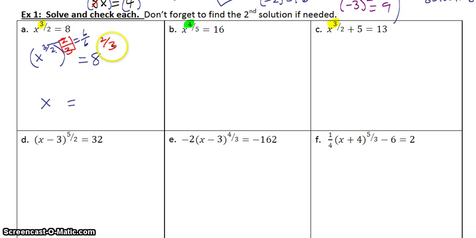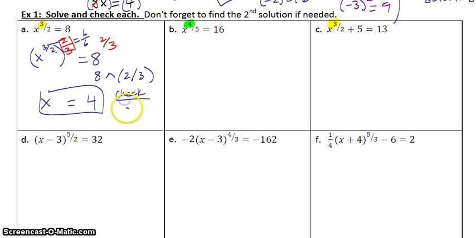I need to figure out what 8 to the 2/3 power is, and if you had forgotten, when I'm doing that exponent, make sure you put it in parentheses in your calculator. You end up with 4. There's only one answer, because the top number was odd. If I check this really quick, let's just see if it works. Type that into your calculator. Yes, it does.